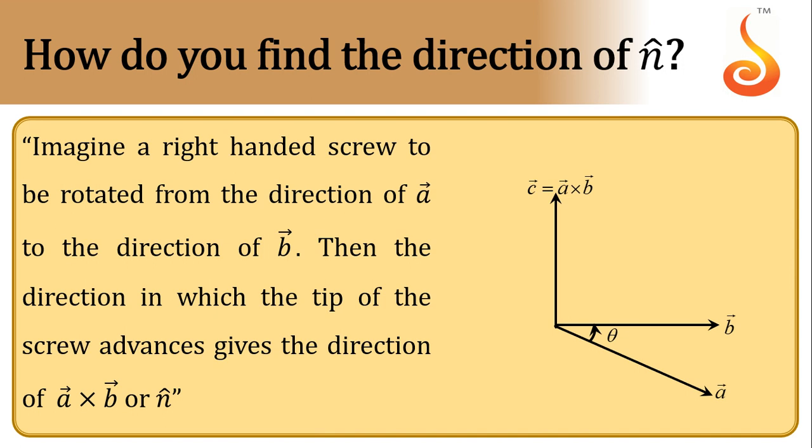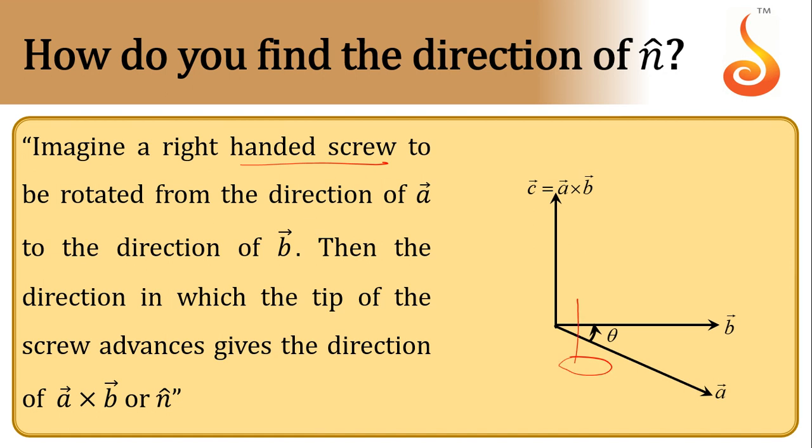There are two rules. One is what's called the right-handed screw rule. It's something like this. Imagine a right-handed screw to be rotated from the direction of A to the direction of B. Then the direction in which the tip of the screw advances gives us the direction of A cross B or n cap. So just visualize this.